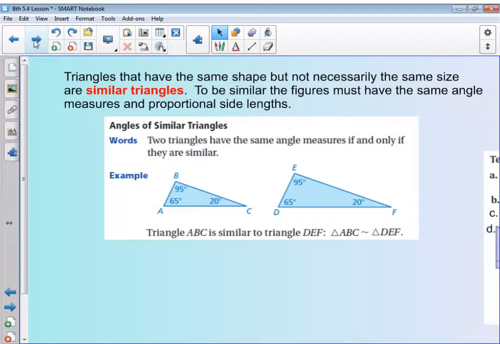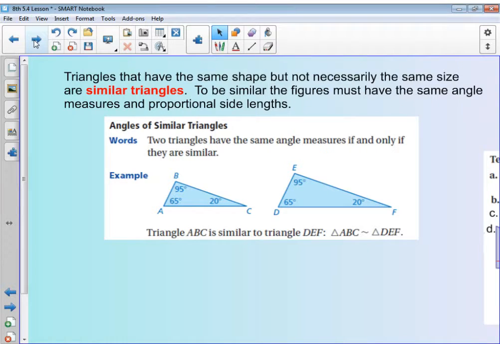If they were congruent, then they would be exact copies of each other. To be similar, the figures must have the same angle measures as well as proportional side lengths. The key thing to understand is that if they have exact angle measures, then their side lengths will be proportional. Two triangles have the same angle measures if and only if they are similar.